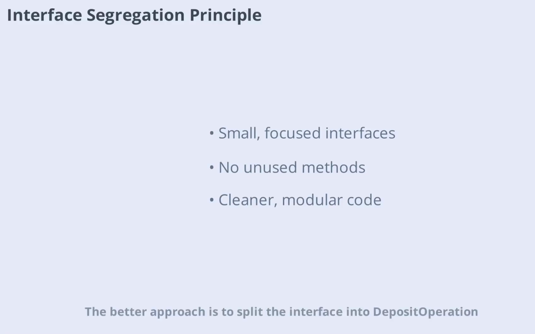The better approach is to split the interface into deposit operation, withdraw operation, and loan operation. Now, each class only implements what's relevant, leading to cleaner and more maintainable code. ISP keeps your codebase focused and avoids unnecessary dependencies.